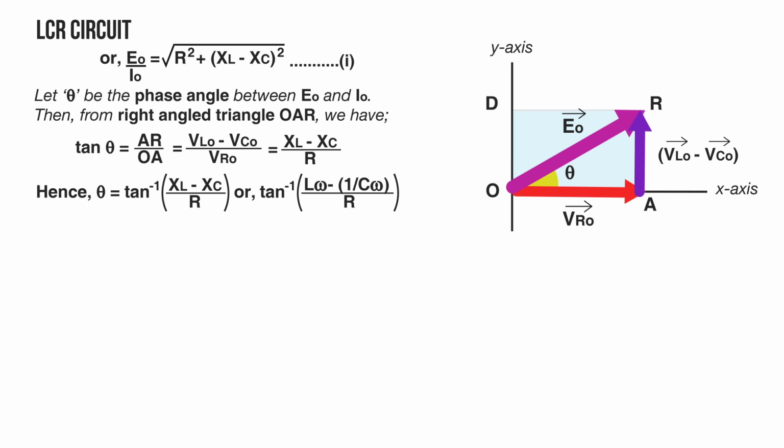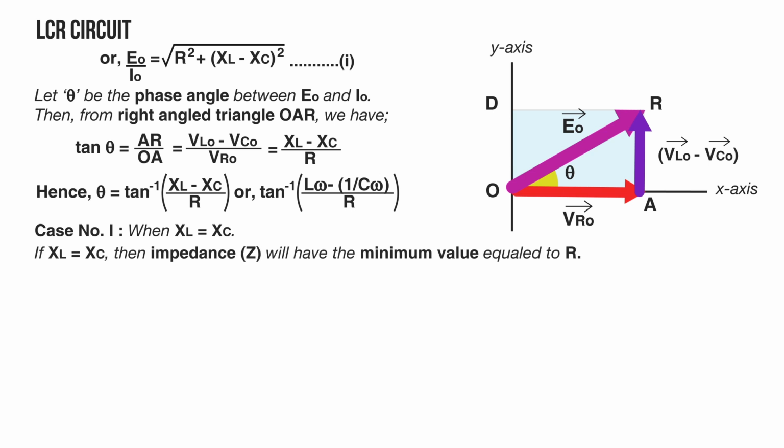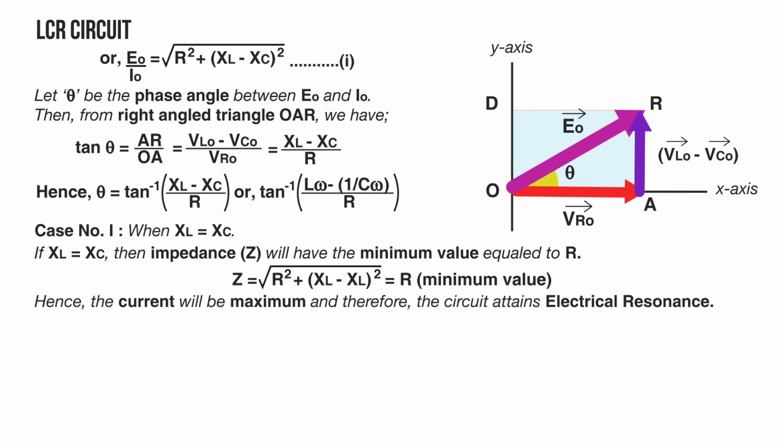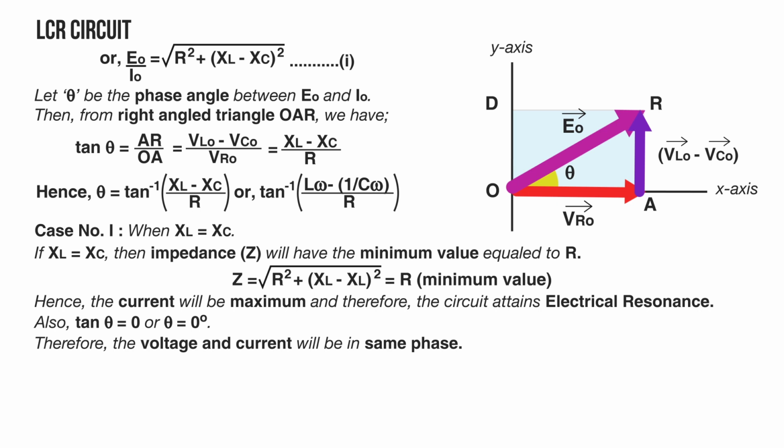Now, let's learn some special cases in LCR circuit. Case number 1. When inductive reactance is equal to capacitive reactance. If inductive reactance is equal to capacitive reactance, then impedance Z will have the minimum value equal to resistance R. Hence, the current in the circuit will be maximum and therefore the circuit attains electrical resonance. Also, tan theta equals to 0, that means theta equals to 0 degree. Therefore, the voltage and current will be in same phase. Thus, the AC circuit will be non-inductive.